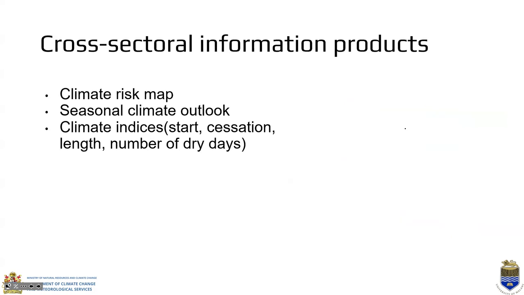Then for health sector information products, we generate climate risk maps, which are being used by various sectors. I've already talked about the seasonal climate outlooks, but this one is also being used by various sectors within the country. At the same time, we also generate climate indices, particularly looking at the start, cessation, length of the season, and number of dry spells that may occur in a season, in order to make sure that the various sectors, including the health sector, can also make use of the information, because we know that by providing this information, it can give guidelines in terms of availability of water, as well as how crops are going to be impacted.